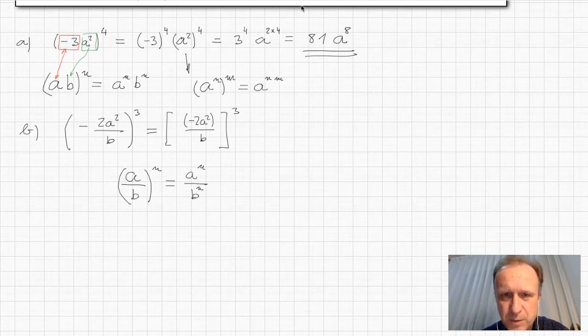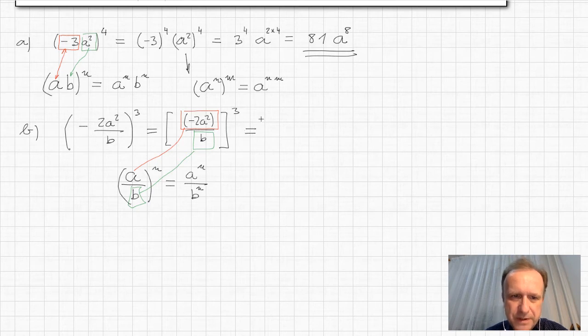So what is a, what is b? a is this factor here, and b would be just b. There is no difference there, there is just b. So if you use this association, what you end up with is the following. You get minus 2a to the power of 2 all raised to the power of 3 divided by b to the power of 3, like that.